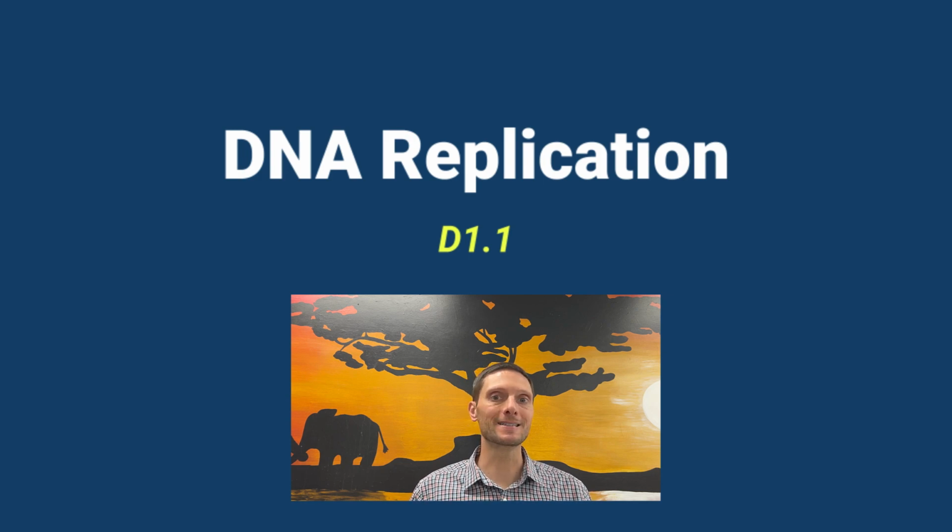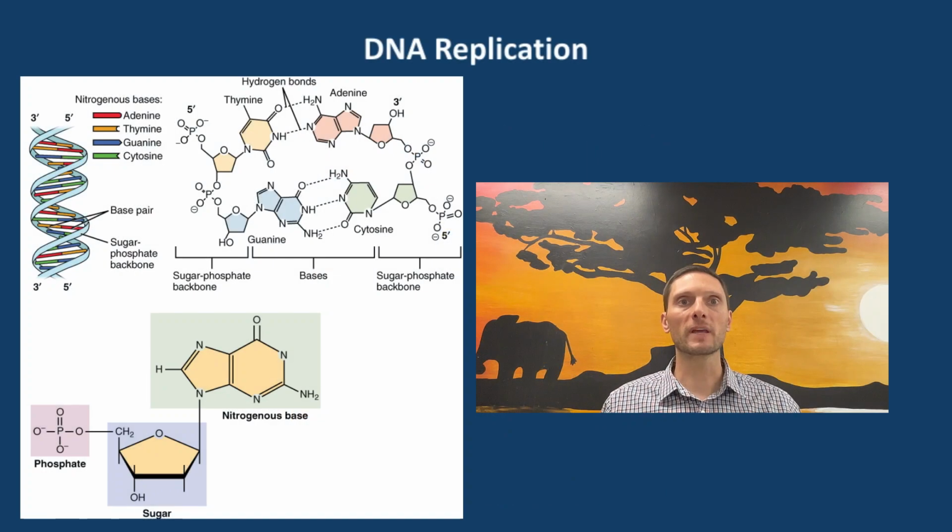This is for section D1.1. DNA replication is the production of two identical strands of DNA starting from one original template. It's essential to the ability for life to continue through the process of passing down genetic information from one generation to the next. Without that, life wouldn't be possible.